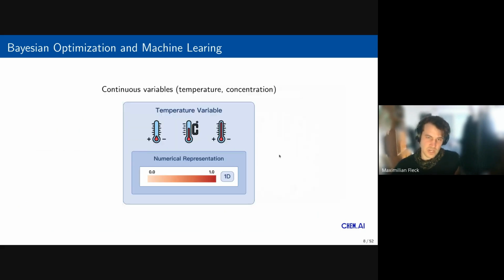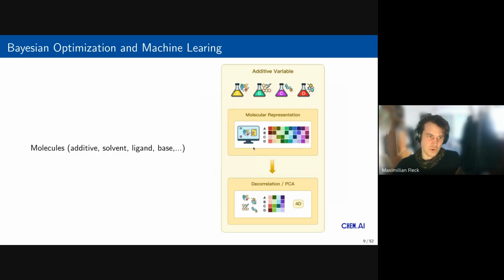The temperature variable is an easy one. It's a continuous variable, so we can easily represent it numerically. Things get a little bit more complicated for molecules. In this case it's the additive, but it can also be solvent, ligand, bases, whatever. So this can really explode depending on the problem you're facing. Here, the representation is a little bit tougher, because we need a way to represent a molecule numerically.